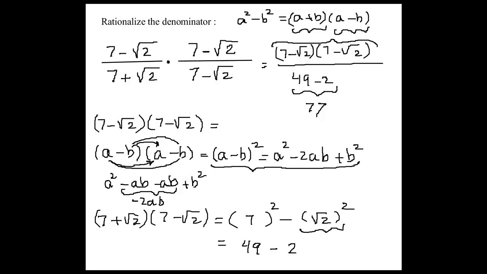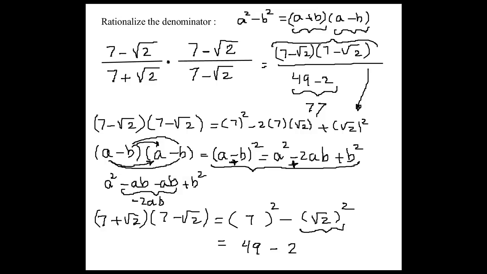If this were plus, by the way, this would be plus 2ab. It's the only difference. Okay, so this would be the first term squared, which is 7 squared, minus 2 times first term times second term, plus the second term squared. Okay, so this whole thing at the top of the fraction can be written as this.